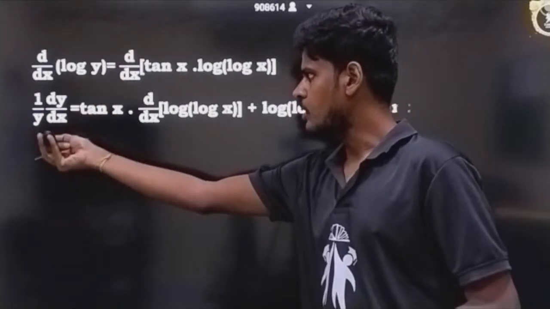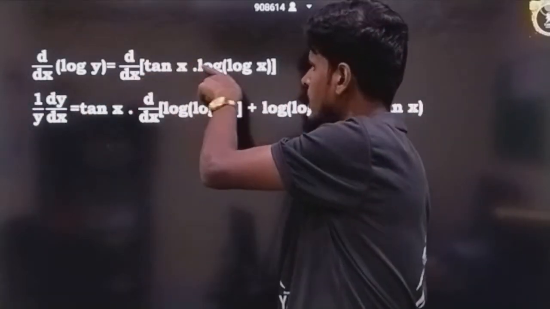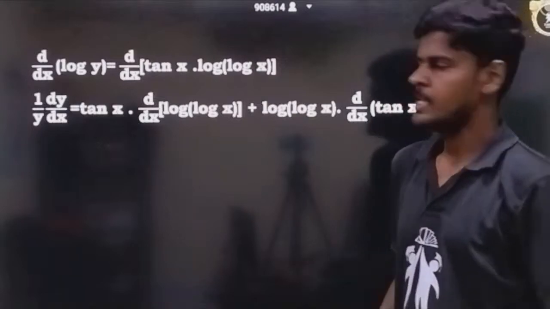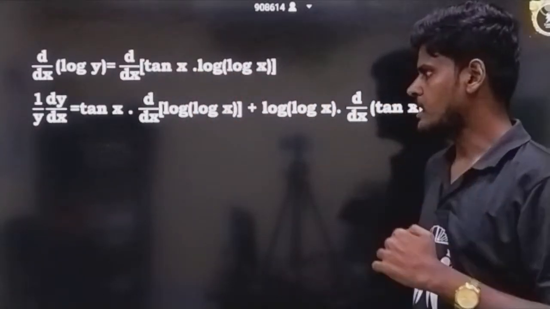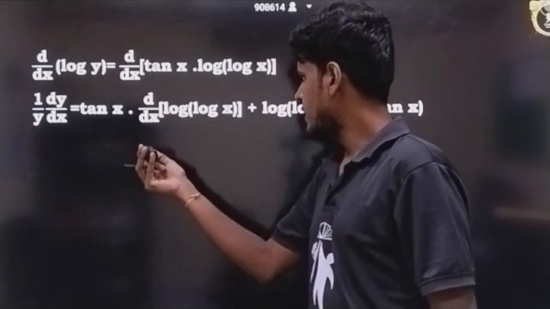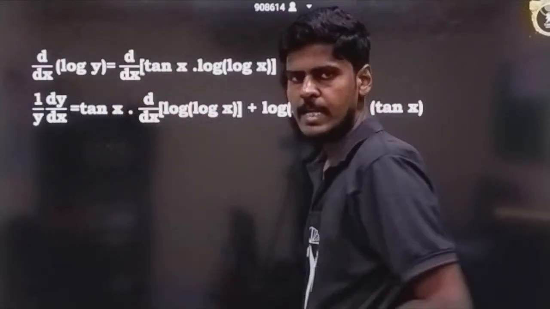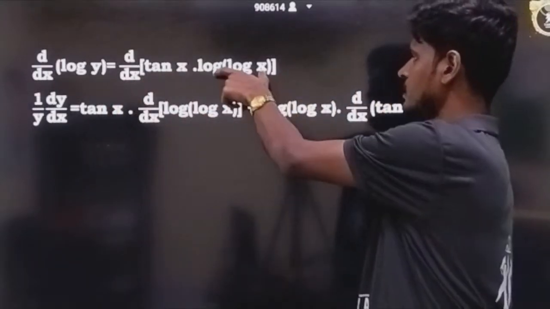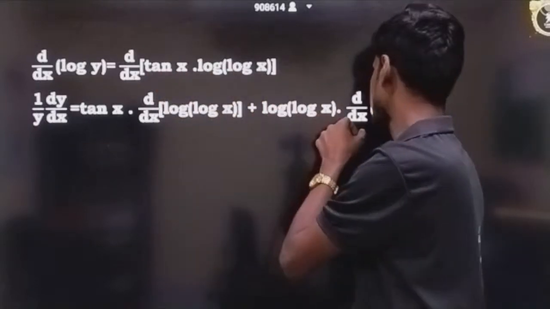Differentiation of log y is 1 by y into dy by dx, equal to differentiation of tan x into log x. Again, this is a product of two functions, so we need to use the product rule, u v dash plus v u dash. That means dy by dx of log x into, keep tan x as it is, plus log x is kept as it is into differentiation of tan x.